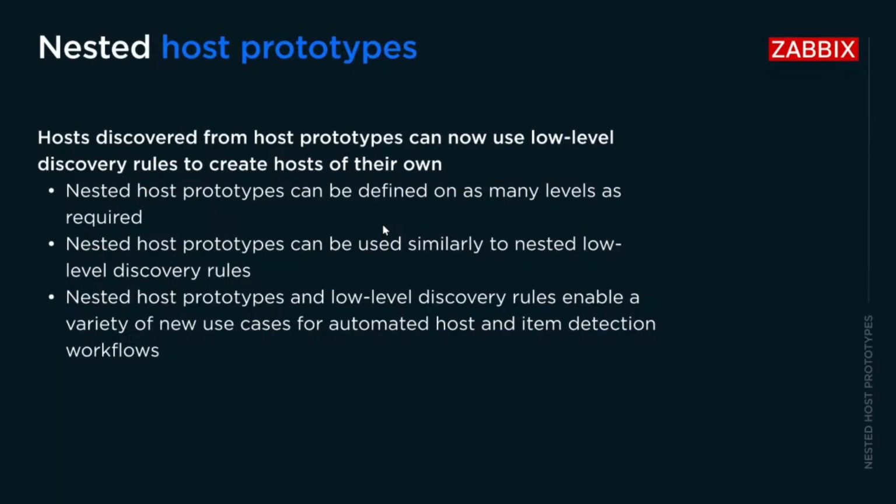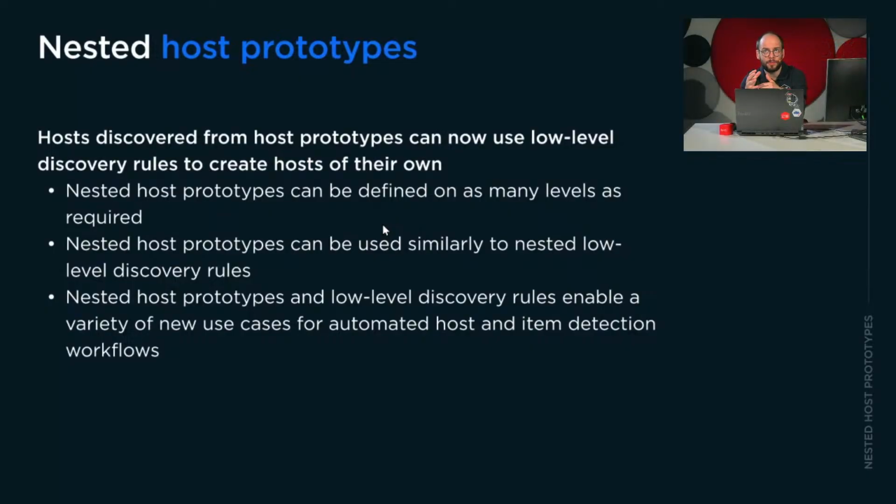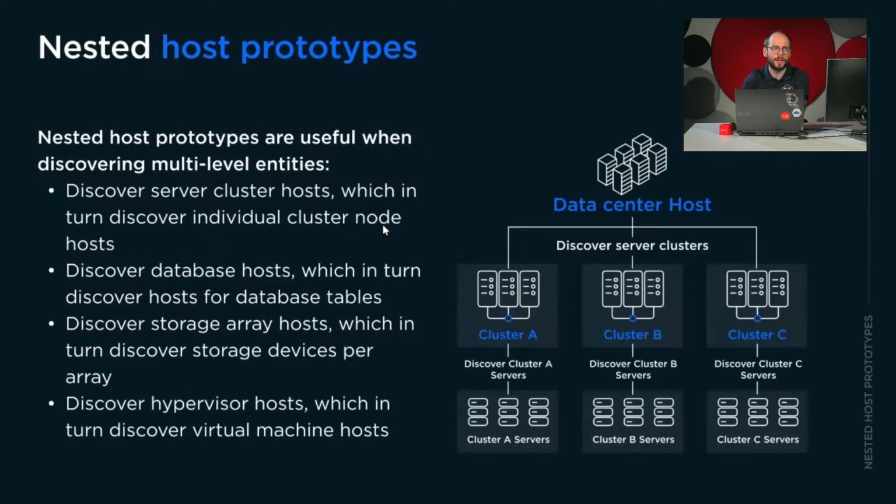So we can define nested host prototypes in multiple levels. Similarly, an unlimited number of levels is supported, same as with nested low-level discovery. And we can combine nested host prototypes and nested low-level discovery rules to enable a variety of different use cases. Once again, it very much depends on what kind of monitoring data you're receiving, what kind of JSONs you're receiving, how you're transforming them, and what you can do with that low-level discovery data at the end of the day. So this is, for example, very useful for some of the use cases that we covered previously, but also we have a couple of new ones here.